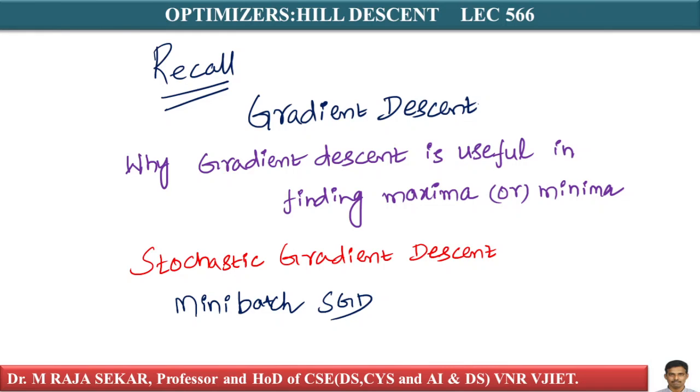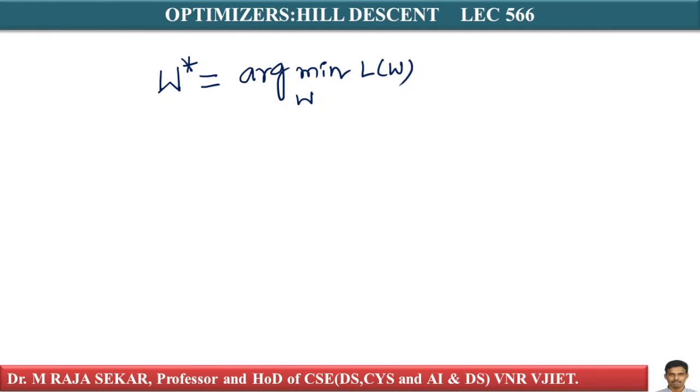Now let me consider a function L to minimize, a loss. It is a function of W, where W is weight. You have a loss function of weights, L of W. We want to find the best W that minimizes this loss function, that is, W star equals argmin over W of L of W.